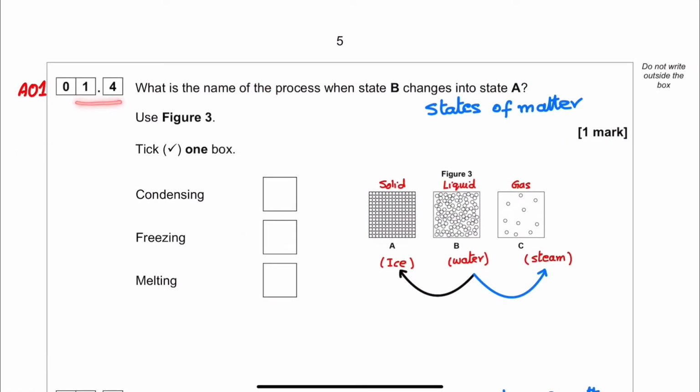1.4 is an AO1 question, and this question is again from the topic of states of matter. What is the name of the process when state B changes into state A? This is the liquid form, and the liquid changes into the solid form. When a liquid changes into solid, that is called freezing. Therefore, the name of the process is freezing, because the liquid changes into solid form.